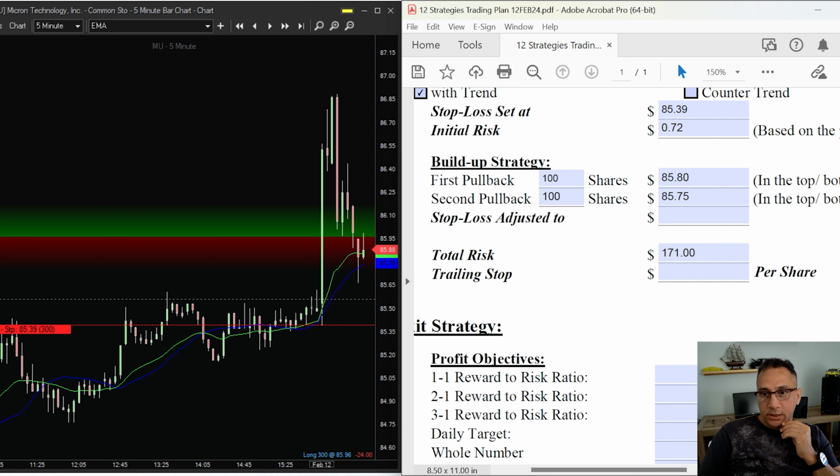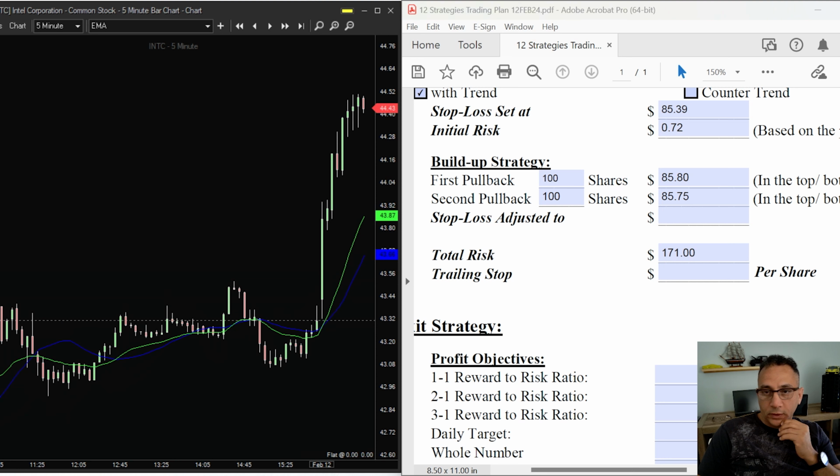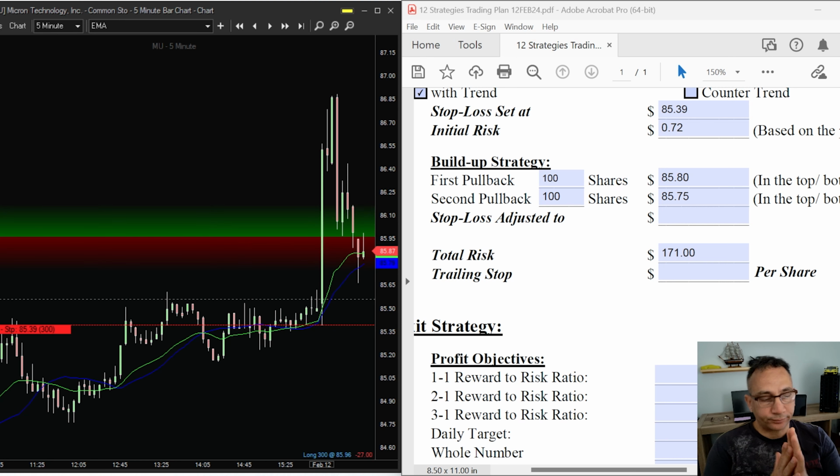Intel just is not stopping. Intel is taking over. Look at that. Look at that trend. All right, it's after 10 already, so I would say the only position we have is Micron. Whether it works or not, we're gonna kill it in about 15 more minutes.